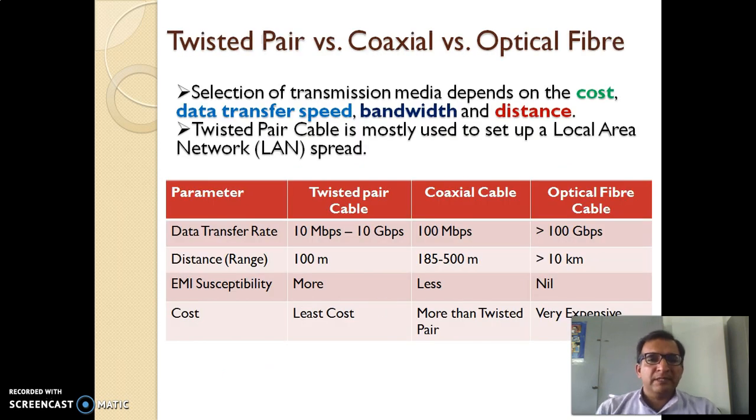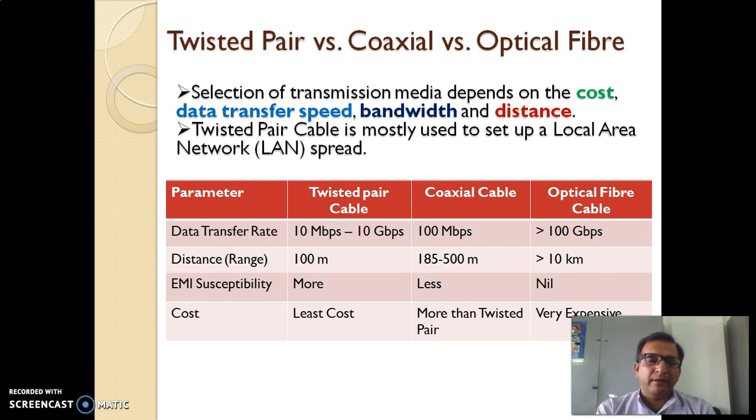If you want to select the best out of the three, there is no such parameter, but it depends upon the cost and data transfer speed and bandwidth and distance, whatever you want to choose from. If we compare parameters like the data transfer rate, it's minimum in case of twisted pair cable, 10 Mbps to 10 Gbps, coaxial cable 100 Mbps, optical fiber more than 100 Gbps. In case of distances, it is 100 meters for twisted pair cable, up to 500 meters in coaxial, and more than 10 km in optical fiber cable.